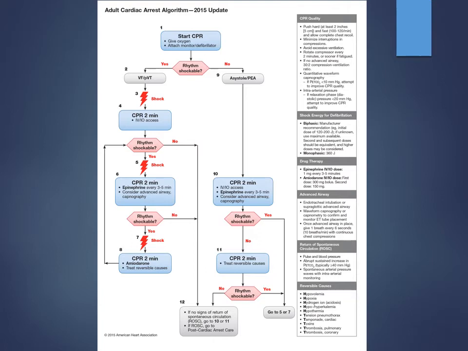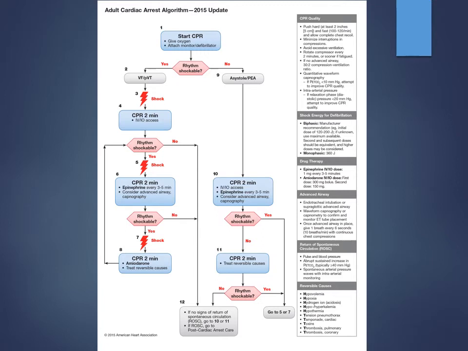As far as medications go, you'll notice here the epinephrine is going to be given every 3 to 5 minutes or so. Usually closer to 2 to 3 is what I end up seeing clinically, but epinephrine is 3 to 5. And again, on the non-shockable side, if it's asystole or PEA, it's only going to be epinephrine that you're administering for these patients.